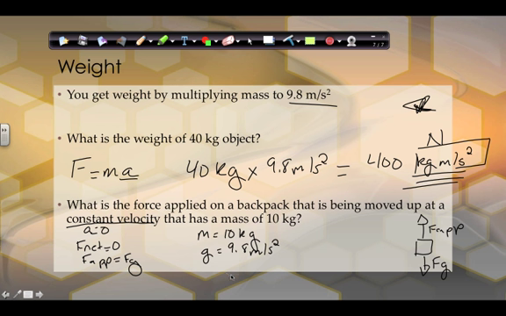So my Fg, or my weight, is equal to 10 times 9.8. So Fg is equal to 10 times this. Oh, 98. 98 newtons or kilograms meters per second squared.